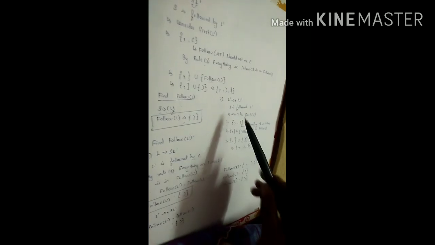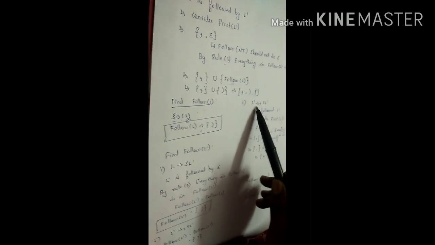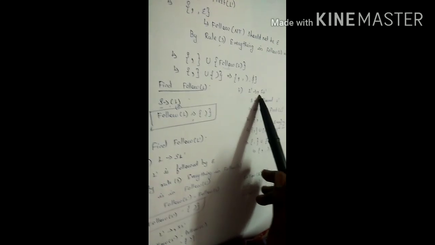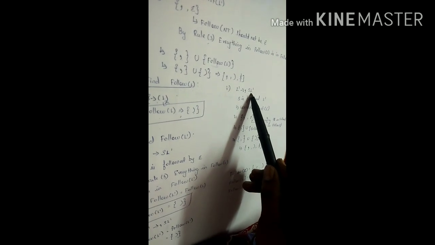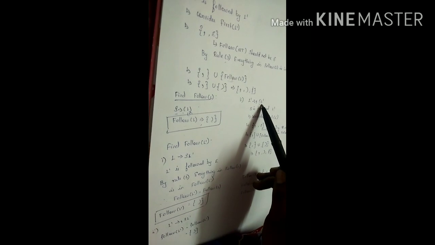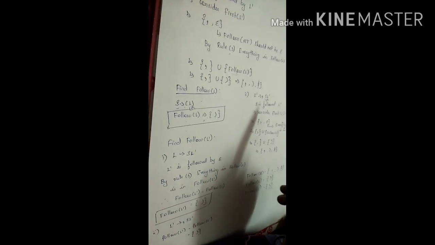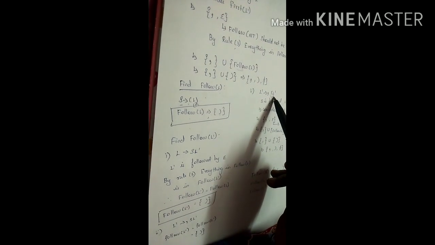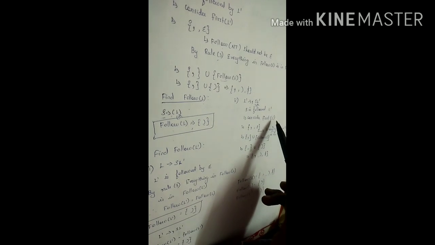We have another production to find follow of S: L dash tends to comma SL dash. This production also contains S on the right hand side. Here S is followed by L dash. If it is followed by a non-terminal, we need to consider the first of that non-terminal. So we need to consider the first of L dash.